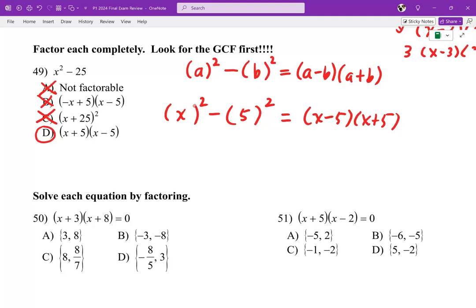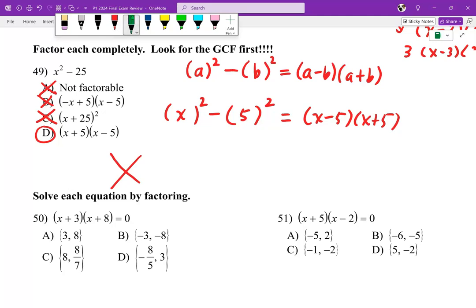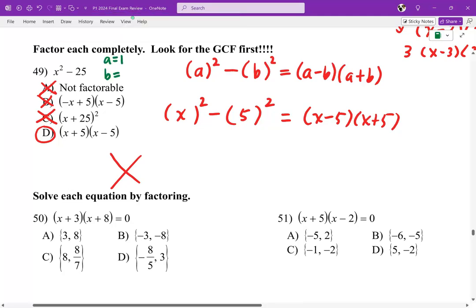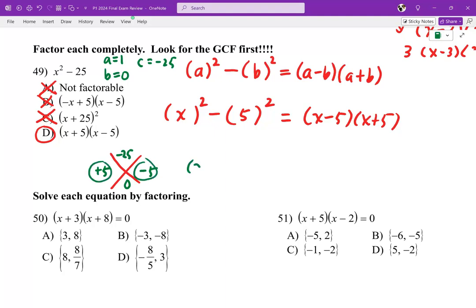So here's a question on that one. You can do the x method on this, but it's just faster to do it this way. But if you wanted to do it, what's my a term for this problem? Not 0. A is 1. B is 0, right? And C is negative 25. So you could do a times c, that's negative 25, and add to 0, so it'd be a positive 5 and a negative 5. These would be your factors. And you get the same answer, right?